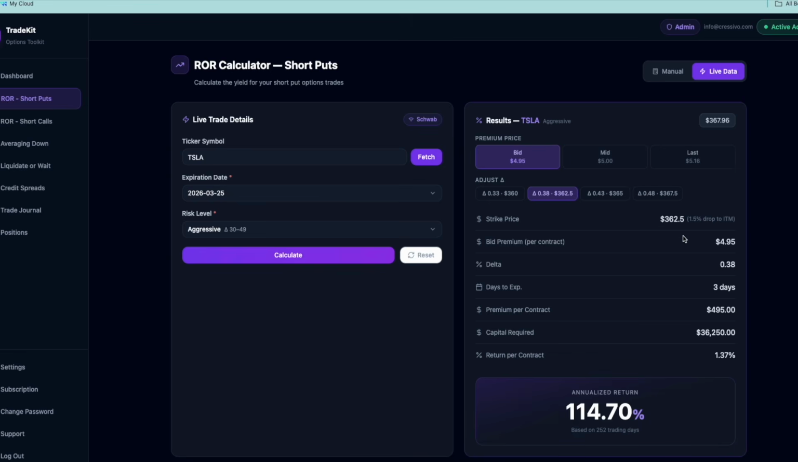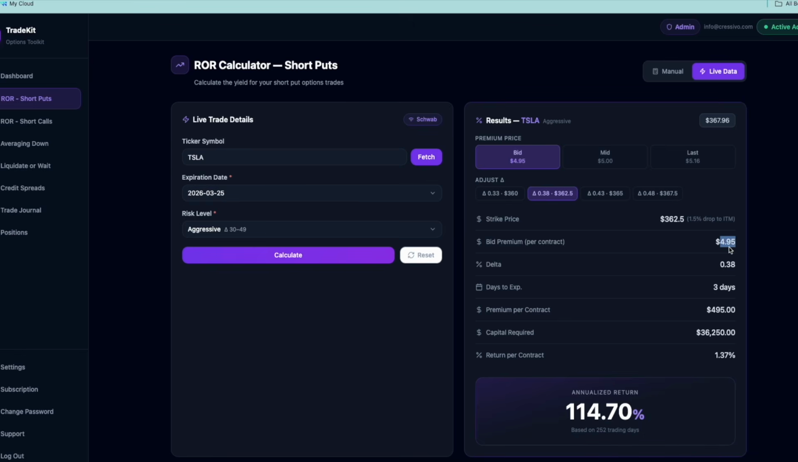The default will be right in the middle, 362.50, and this contract is going for $495, meaning $495 gets dropped into your account right when you make the trade. This is so much better than trading stock. When you buy stock, you have to hope and pray that it goes up. And then even if it does go up, you don't actually make any cash in your pocket. You only make paper gains.